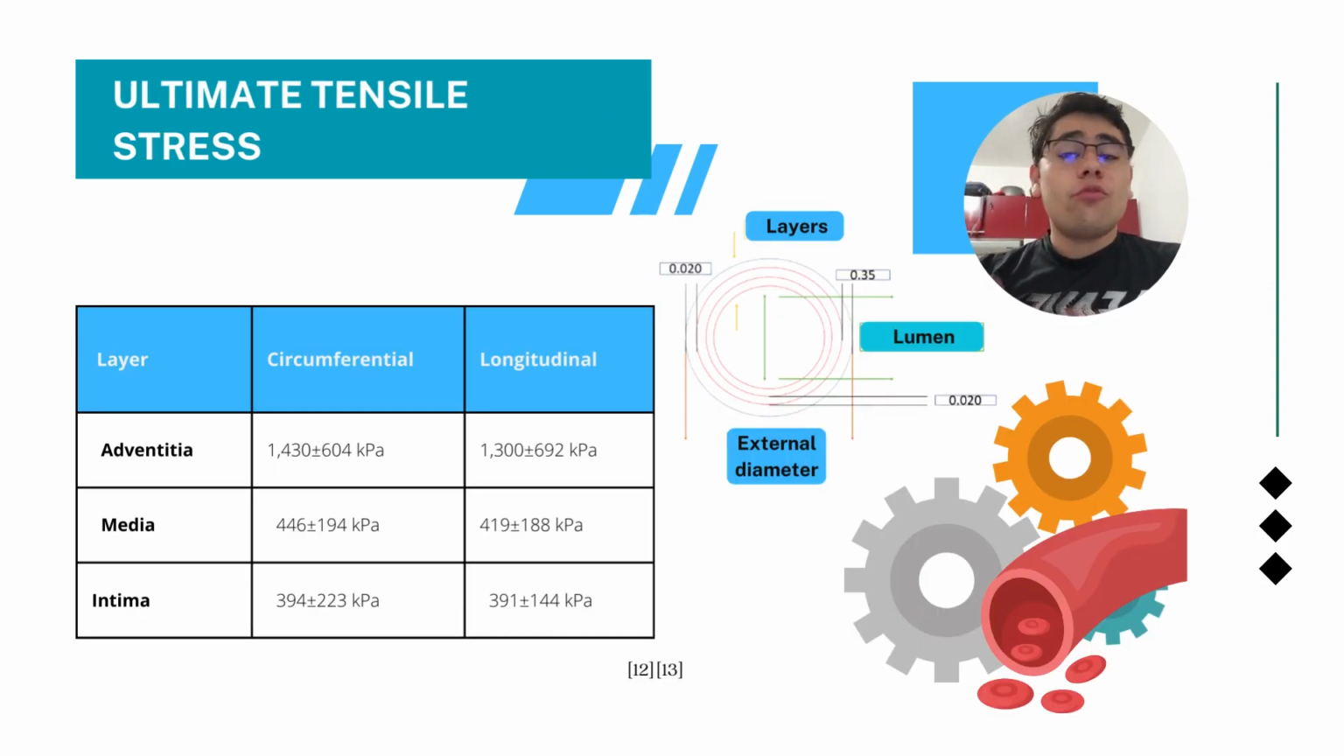Ultimate tensile stress was reported for both circumferential and longitudinal forces, and for the three layers that make up the arterial wall, these being the intima, the media, and the adventitia. The results can be seen in the table on the screen.